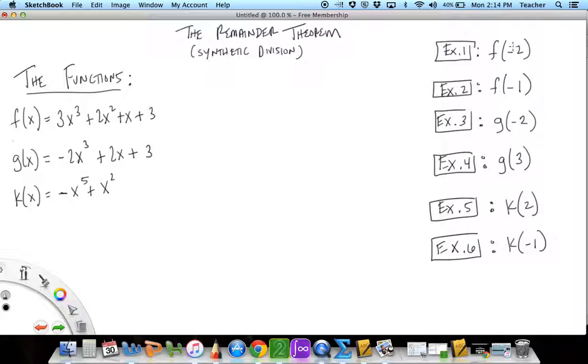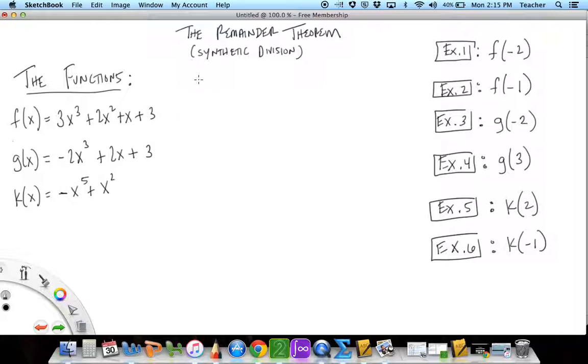All right, so let's dive right in here. Let's first look at the f of x function. Now, with the f of x function, the process of doing these problems starts the same way every single time. We're going to look at the degree of the polynomial. The degree is the highest exponent, in this case x to the third.